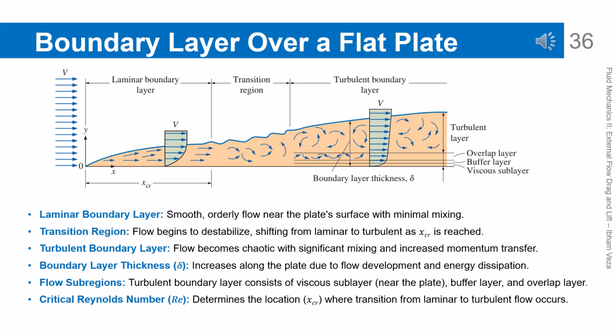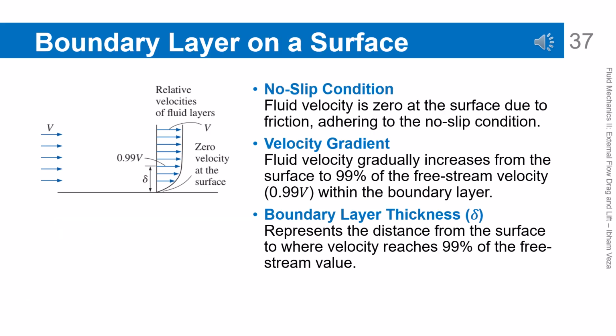In turbulent flow, there are a viscous sublayer, a buffer layer, and an overlap layer. The transition location is determined by the critical Reynolds number. Boundary layer development on a surface.